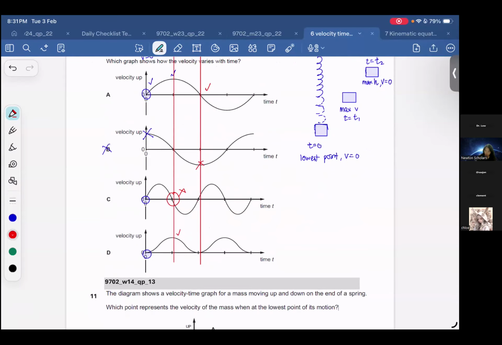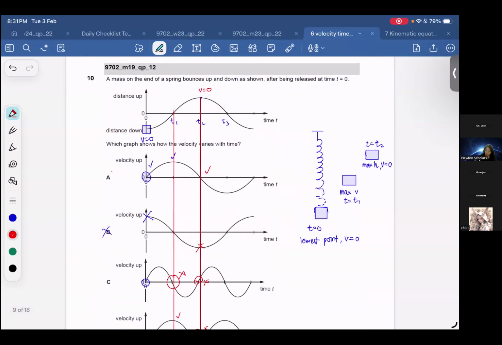No need to have a look. So this one is also wrong. So here is also wrong. The answer should be A. So this question tests whether you are able to identify the motion at every single position.